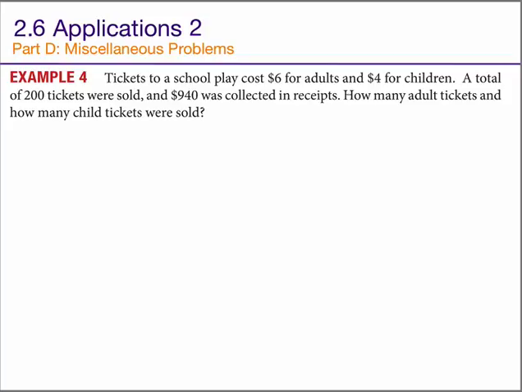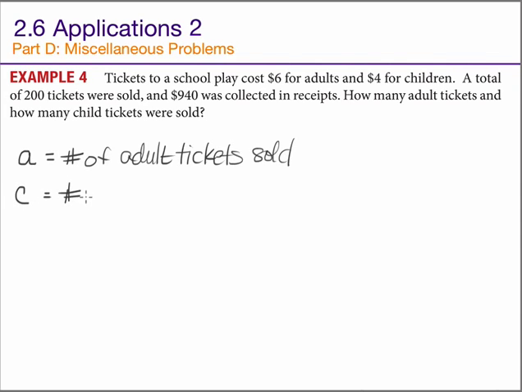We're going to have one sentence that talks about the number of each kind of ticket sold, and a different sentence that talks about the value. If the number of adults' tickets sold is A, and C represents the number of children's tickets sold, then the value of all the adult tickets sold is 6 times the number of tickets. If they'd sold one ticket, this would be 6 times 1, or $6. If they'd sold 7 tickets, then they would have taken $6 for each of 7 tickets. 6 times 7.